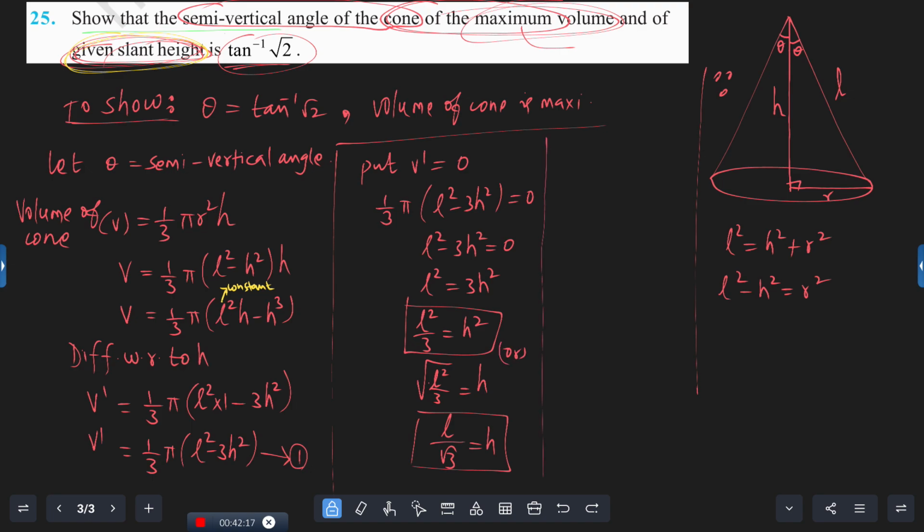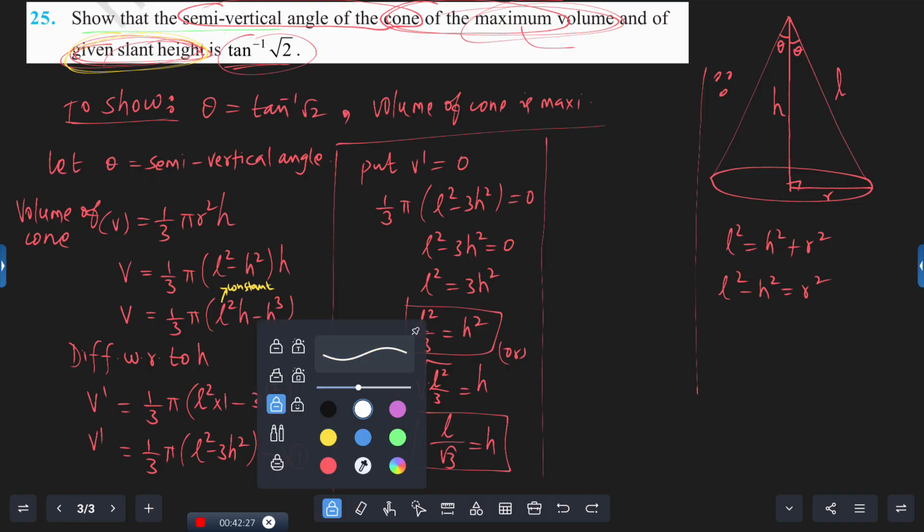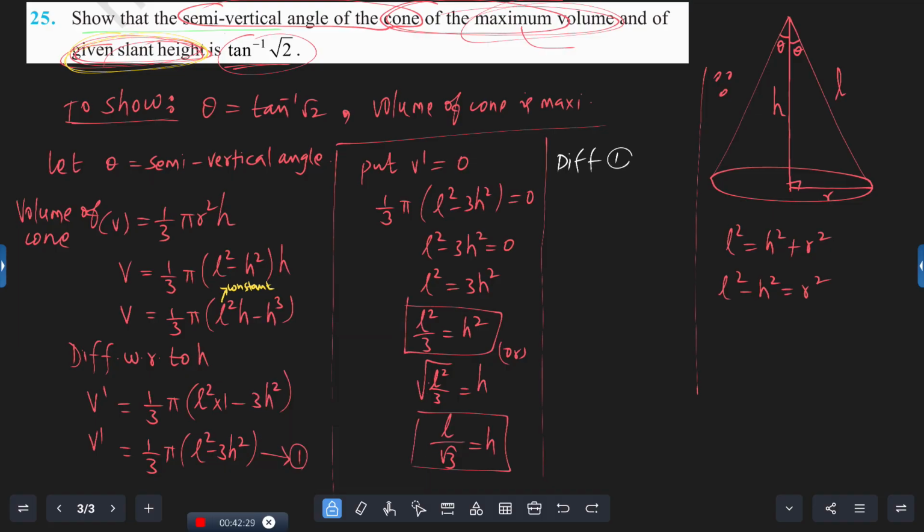Whether the H value is a maxima or minima, you have to check. So we should differentiate one more time. This one you have to differentiate one more time. So V double dash is equal to 1 by 3 pi multiplied by constant, let it be. L square, I already said, is constant, so its derivative is 0. Minus 3 is there as it is, also a multiplied constant. H square derivative is what? 2H.